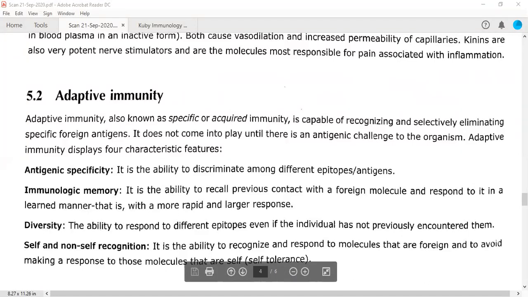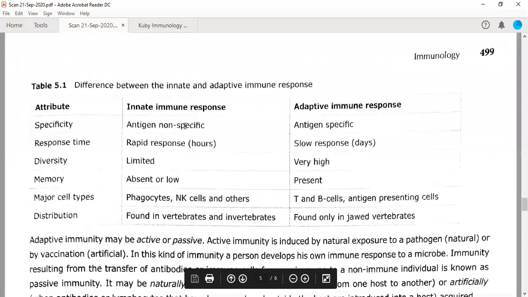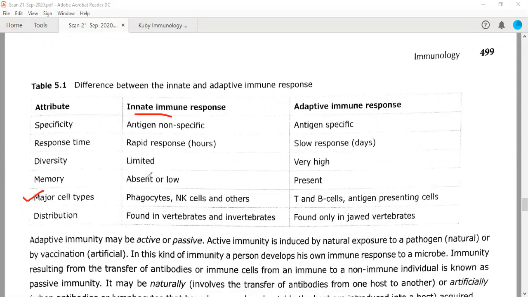If you turn the page, you will find a table, right? So this table is showing the differences between innate and adaptive immune responses, page number 499 in your Pathfinder. If you look at the differences, please, I want to show you this one. So the major cell types in innate immune response, if you see, these are phagocytes. We already have covered major phagocytes, which are neutrophils and macrophages.